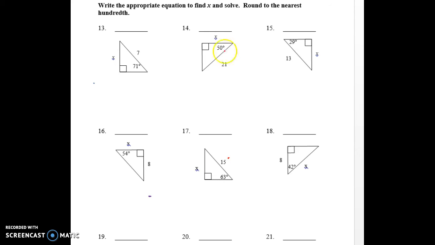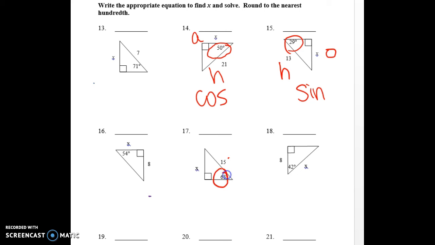So on number 14, we have adjacent and hypotenuse, so that would be using the cosine. On 15, we have opposite and hypotenuse, so that would be using sine. We already did 16. 17, we have opposite and hypotenuse, so that's sine again. 18, we have adjacent and hypotenuse, so that would be cosine. So that's a few to get you started.